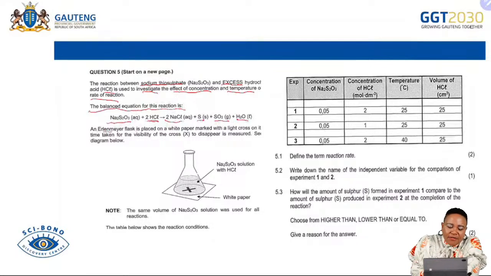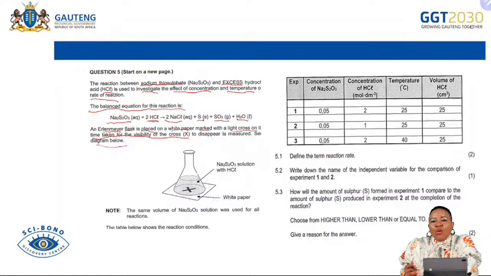A flask is placed on a white paper marked with a dark cross on it. The time taken for the visibility of the cross to disappear is measured. See the diagram below. So this is the setup of the experiment. As you can see, we have our sodium thiosulfate reacting with hydrochloric acid, and there's a paper marked with an X. So we want to see how long it will take for the mark X to disappear.